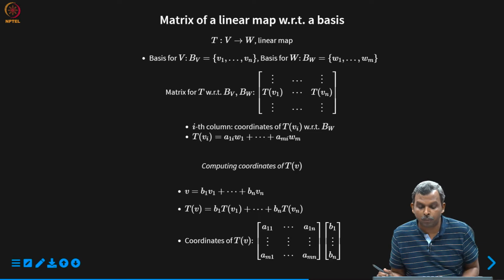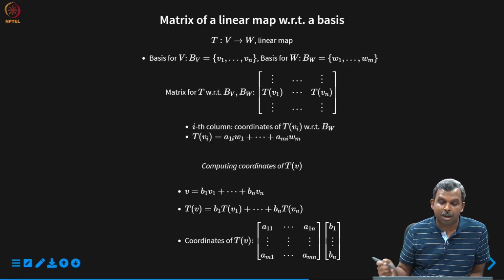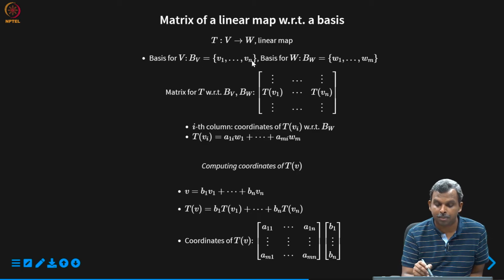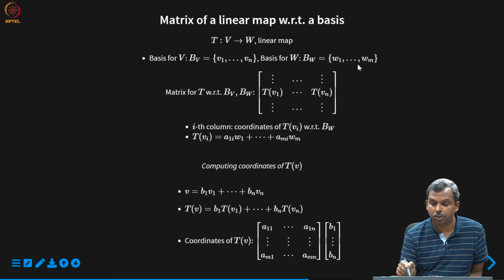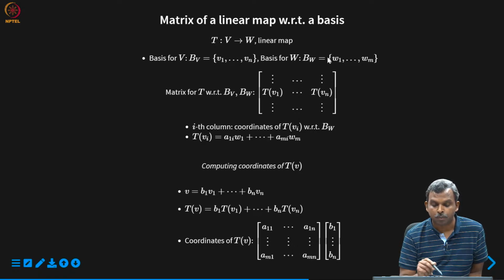So let's talk about linear maps. You have a linear map T that goes from V to W. Once you fix a basis for V, like I fixed here, and a basis for W, I'm going to pick the dimension of V to be N and dimension of W to be M, like before. I'm using this notation BV and BW for a basis for V and a basis for W. Once I fix that, I can make a matrix for my linear map with respect to BV and BW.